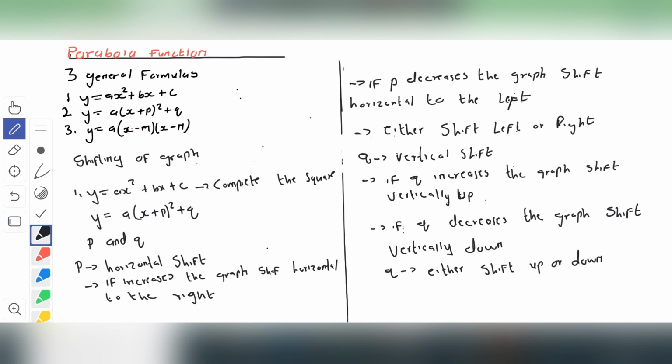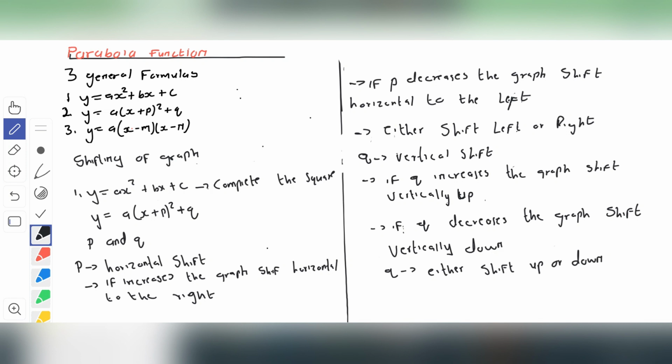Meaning it's either shift left or right. And if P increases, the graph will shift horizontally to the right. And if our P decreases, the graph shifts horizontally to the left, right? And then what about Q? Q represents the vertical shift, right? Which is the y coordinate of the turning point. And remember, P is the x coordinate of the turning point.